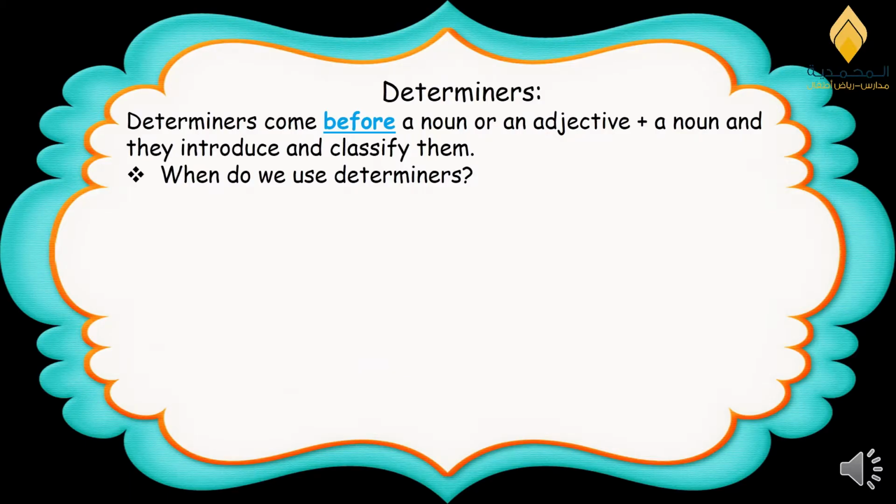So, what are the determiners and when do we use them? Determiners can be for a noun or an adjective plus a noun and they introduce and classify them. Okay? When do we use determiners?